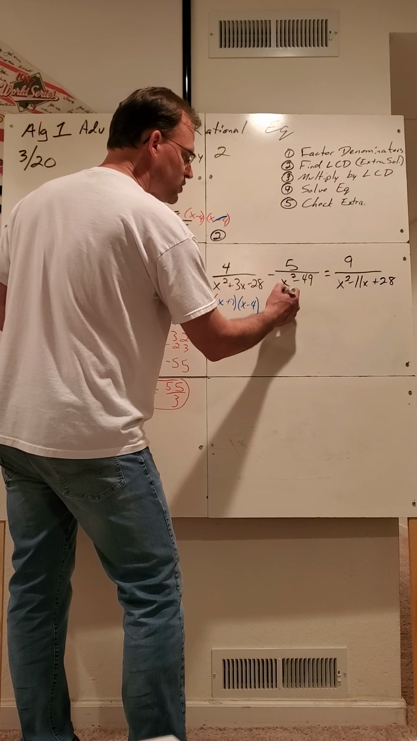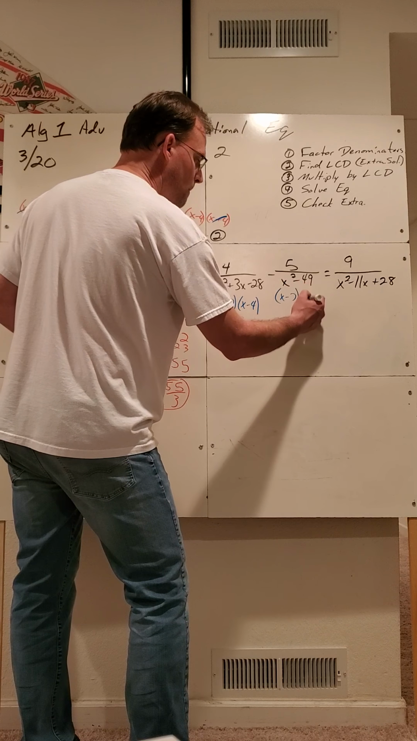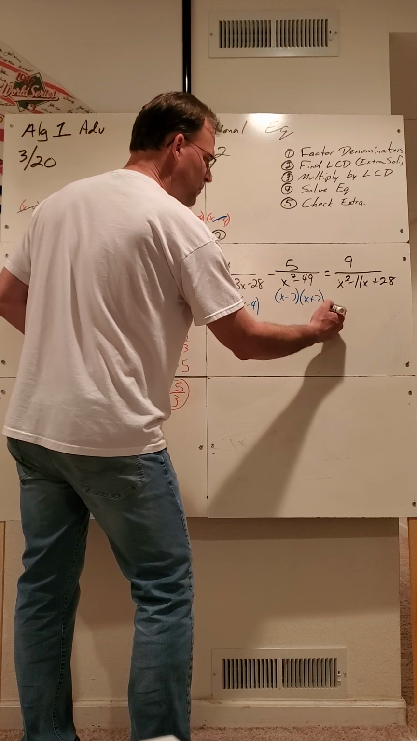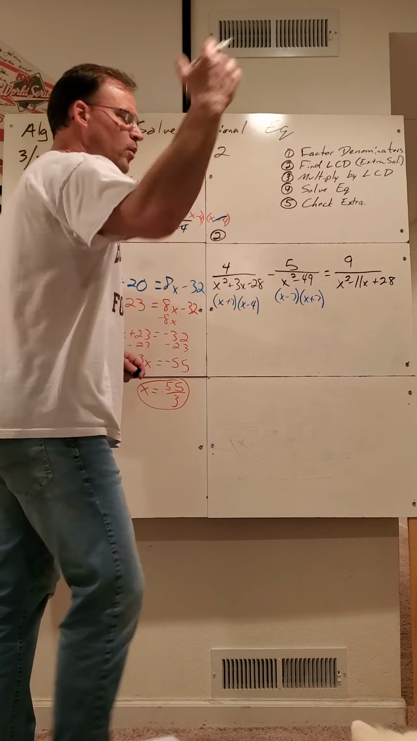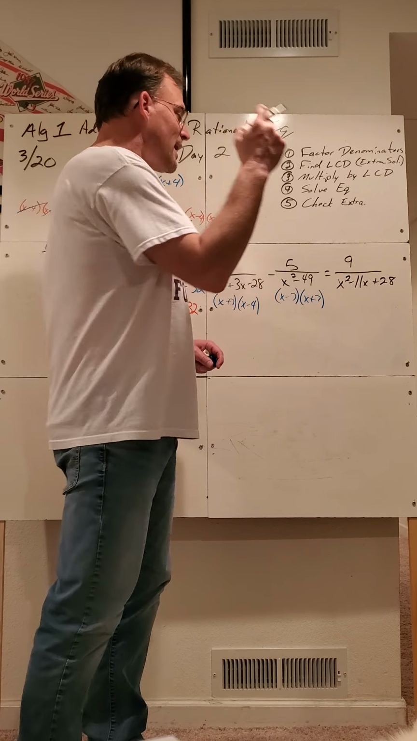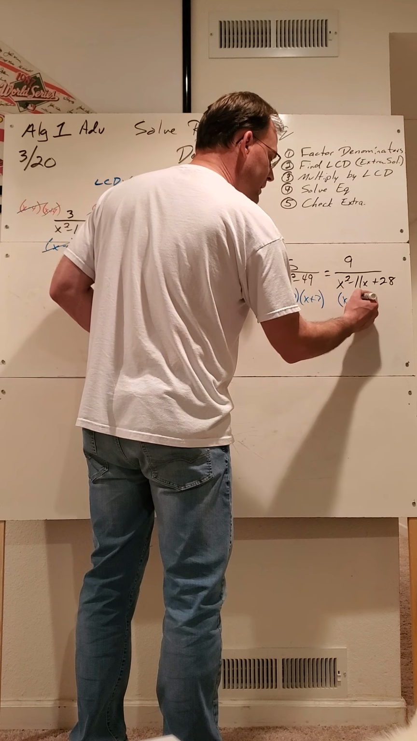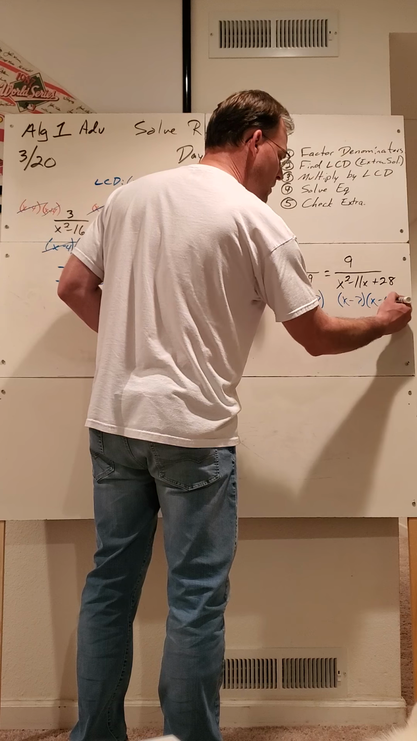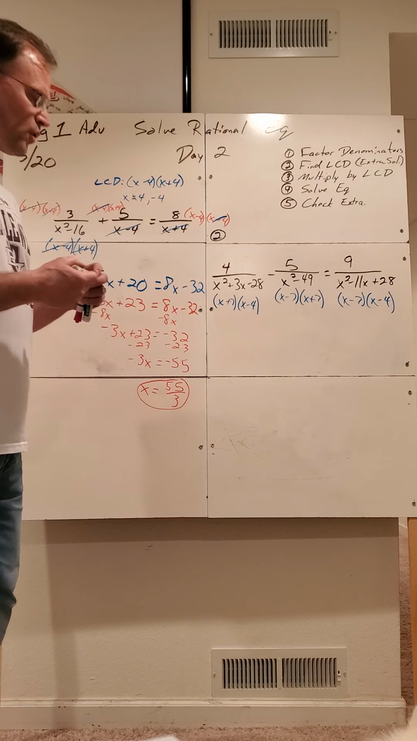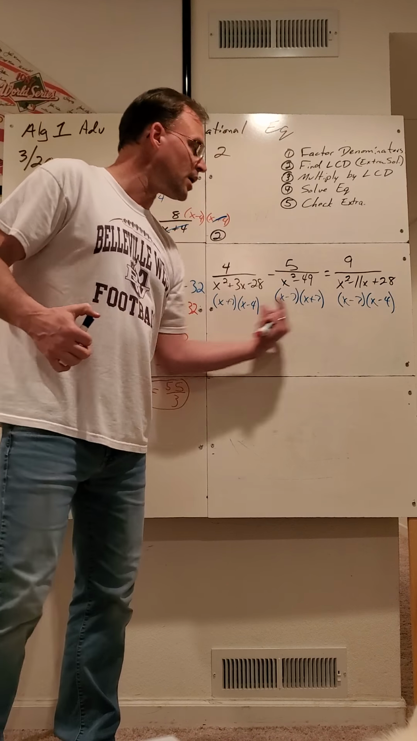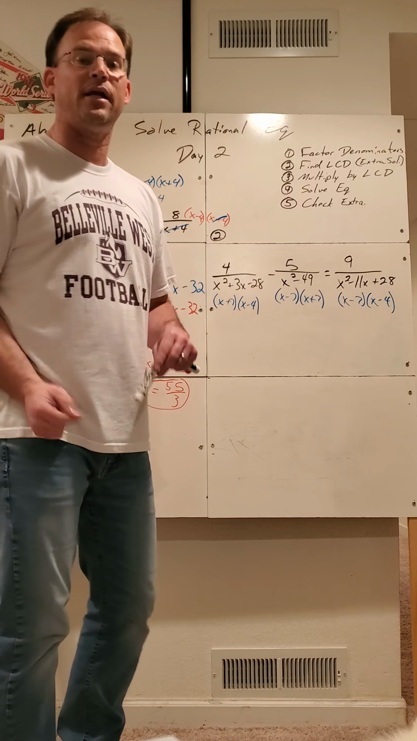I've got my perfect squares. I've got more fast factoring. What multiplies to positive 28 and adds to negative 11? Again with the 7 and the 4, but you have to watch your signs. Minus 7, minus 4 is getting it done over there. So I've got step 1 done, all my denominators factored.